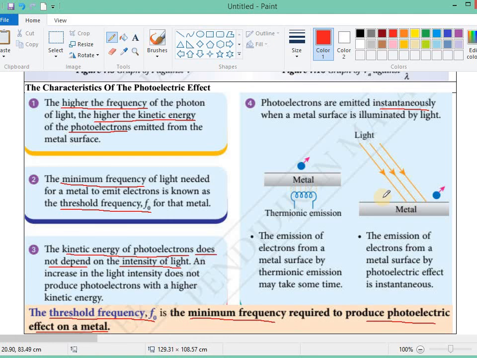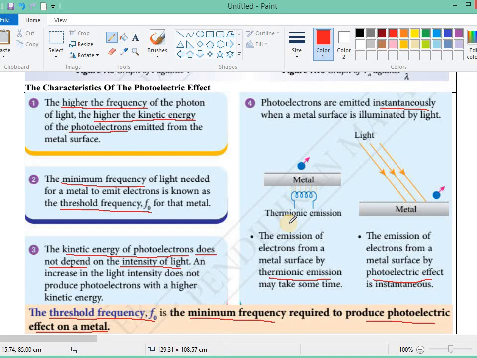We want to look at the differences between emission of electrons from a metal surface by thermionic emission and the photoelectric effect. The emission of electrons from a metal surface by thermionic emission may take some time because you need to heat the metal slowly. When the temperature increases, the kinetic energy of the electron will increase, slowly, until the electron has enough energy to escape. Then only the electron can escape. So this is thermionic emission.